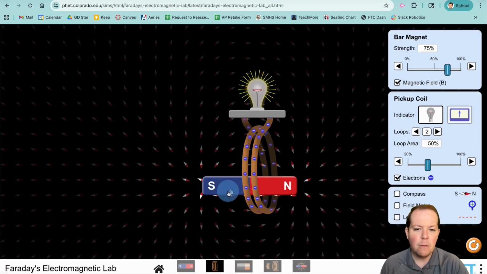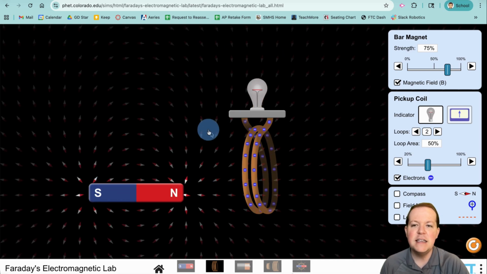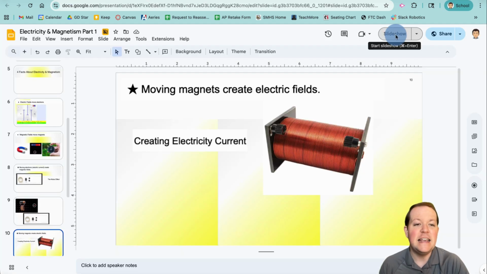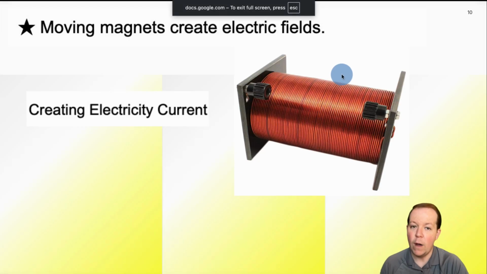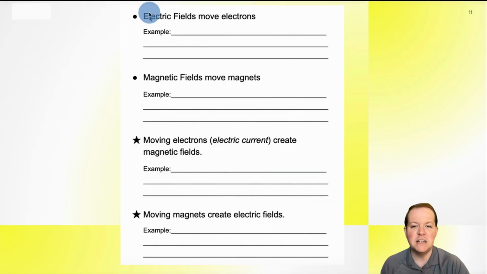If I have this bar magnet and I move it around and around, or if I drop it through, I'm causing electrons to move. If I get a magnet to move around, well, I do the same effect of having an electric field. Okay, so those are our 4 physics facts. They are located right here, all right?